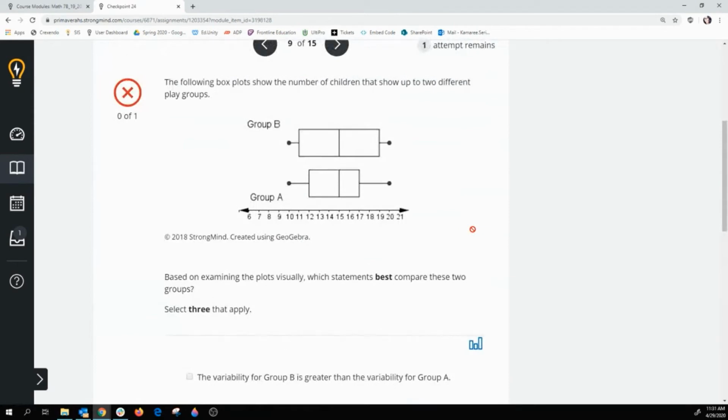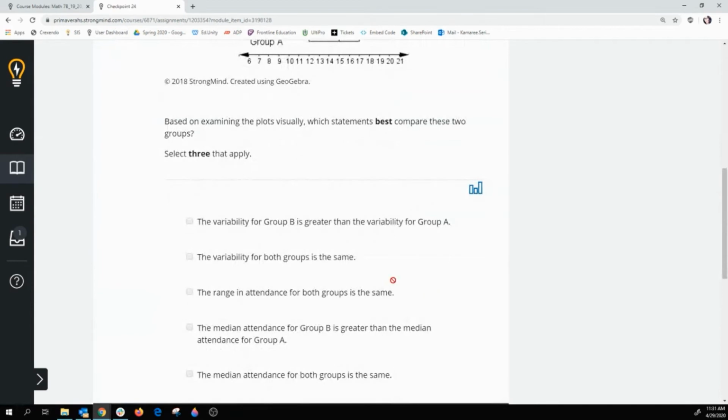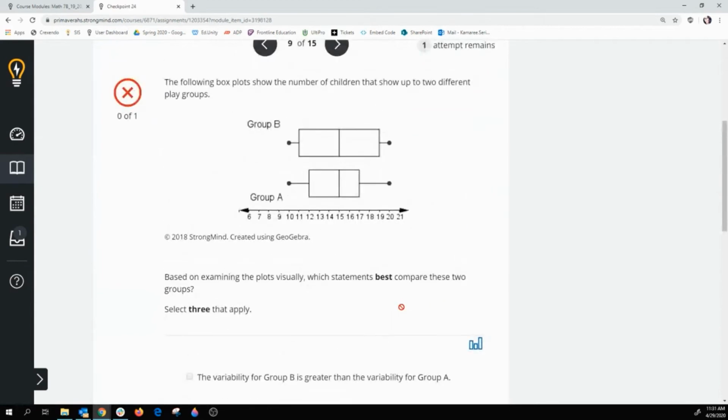Alrighty. So next one is another group B, group A question. This time we are asked to select 3 that apply. We want to know which statements best compare the 2 groups. And when I read through the answer choices, I'm asked about median, range, and variability. So let's start with median. I feel like that's an easy one. When I look at the line that goes through the inside of my boxes, are my medians for both of these groups the same, or are they going to be different? Michael says that they're the same.